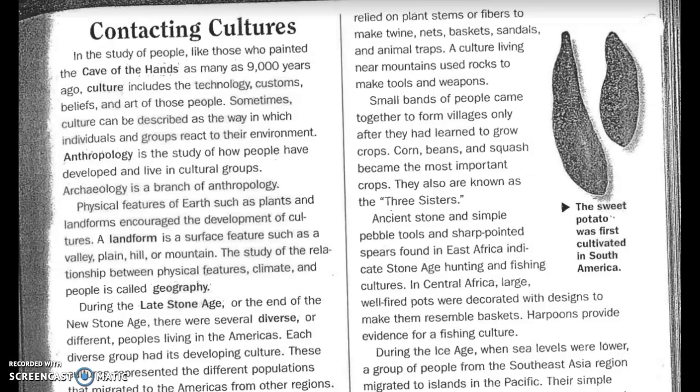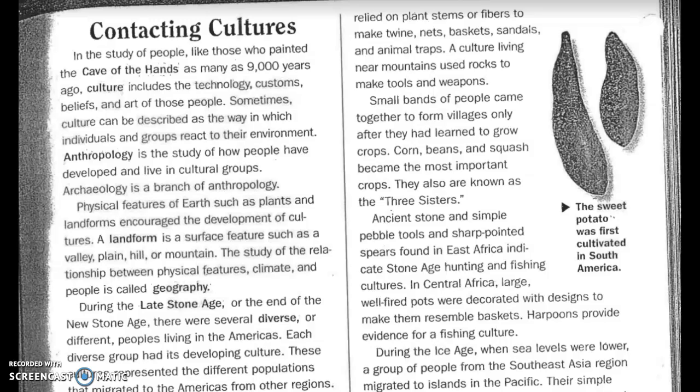Physical features of Earth, such as plants and landforms, encouraged the development of cultures. A landform is a surface feature, such as a valley, plain, hill, or mountain. The study of the relationship between physical features, climate, and people is called geography.